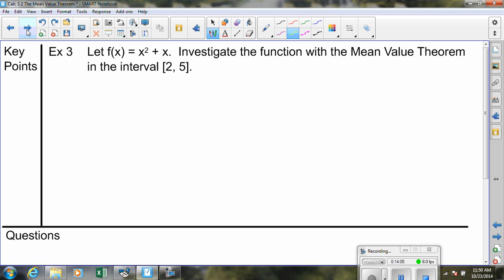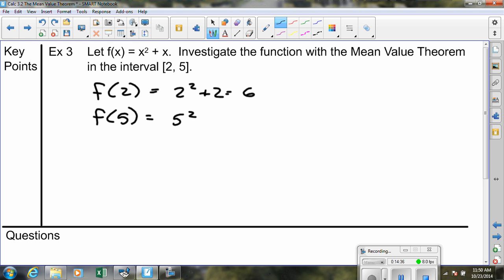Okay, so let's look at this and see specifically how this thing gets used. How does the mean value theorem look? Well, we've got our interval from 2 to 5. Again, it's a polynomial, so it's continuous, it's differentiable. What is f of 2? What is f of 5? Okay, so 2 squared plus 2 is 6. 5 squared plus 5 is 30.